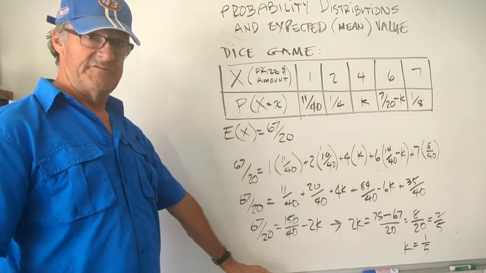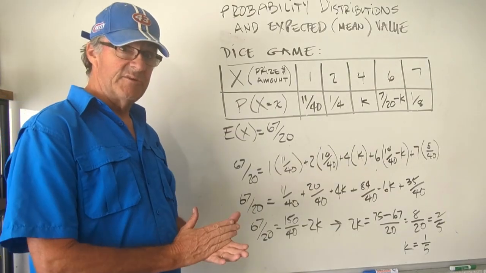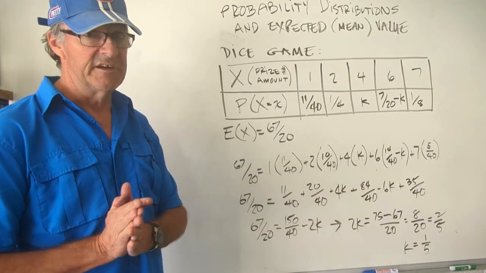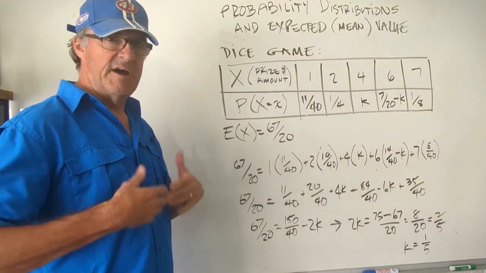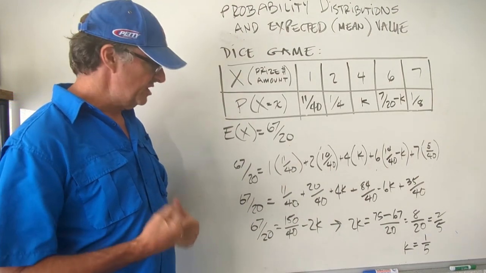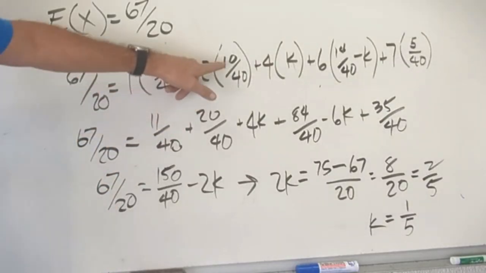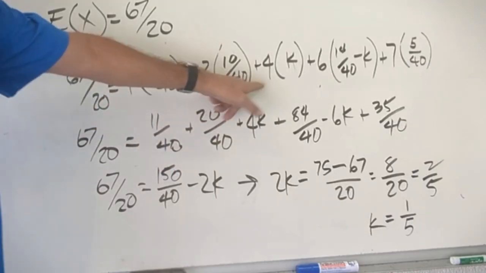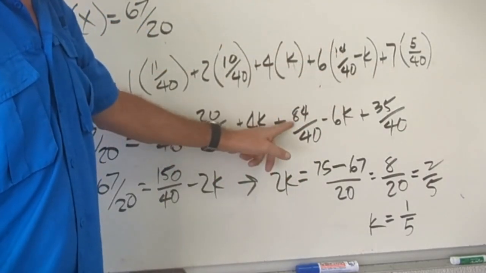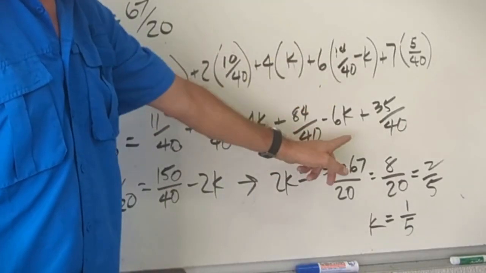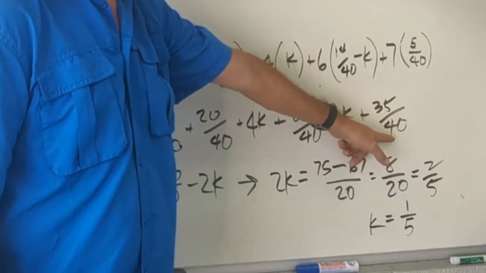Now, lots of steps here. If you see this on an exam, you're going to hope that it's on a calculator portion of the exam rather than a no calculator, because I think it's a lot easier on the calculator. But I like to keep up on my ability to deal with fractions. So check this out. So I ended up with 11 over 40. 2 times 10 is 20 over 40. This becomes just a 4K. 6 times 14 over 40 gives me 84 over 40. 6 times minus K is a minus 6K. And then finally, this becomes 35 over 40.